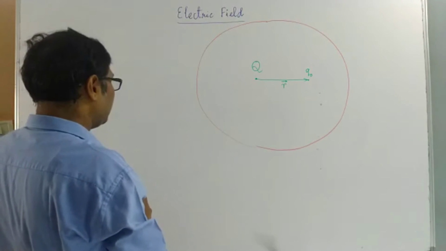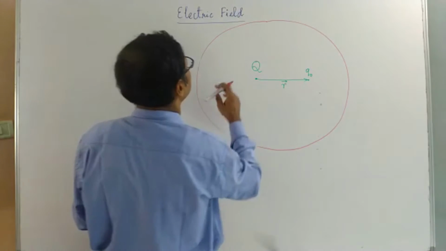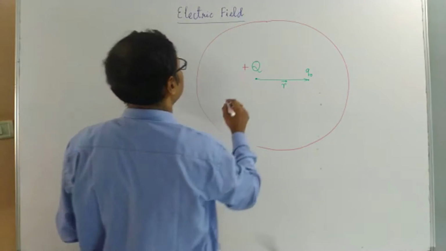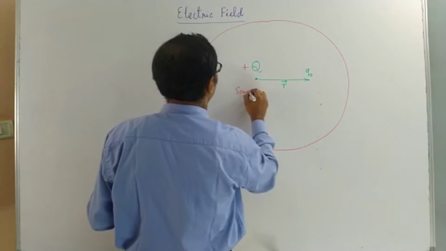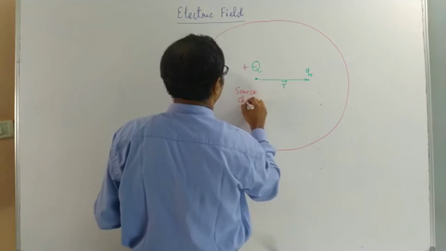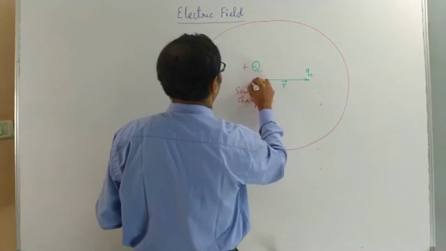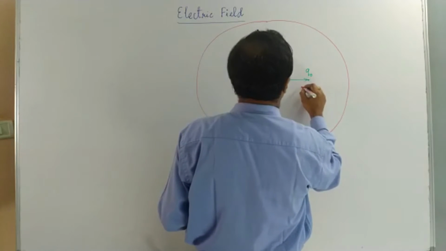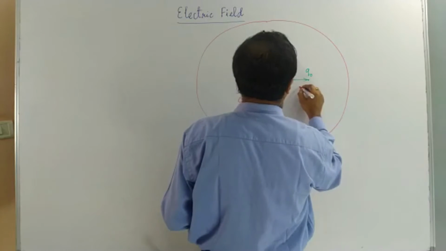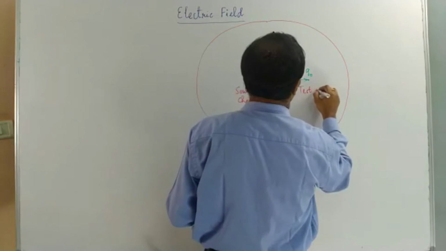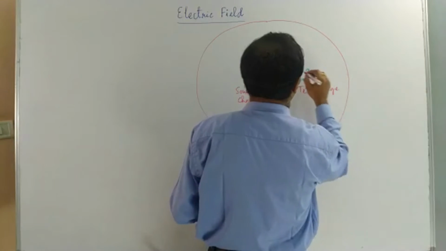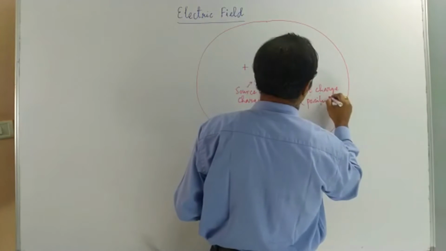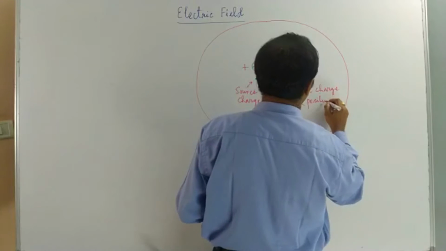In order to understand this, I consider that this plus Q charge is positive. This is known as source charge. This Q0 is now termed as test charge, which is always taken to be positive. Test charge is always taken to be positive.